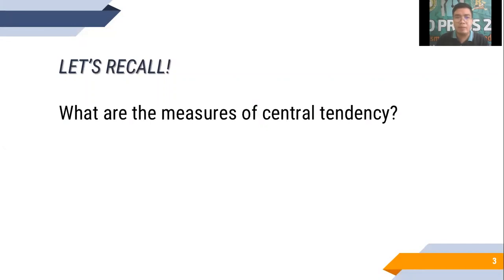can you still remember what the different measures of central tendency are that we have discussed in your modules, or that you read when you were in grades 8 to 10? First of all, when you say mean, that is the average. We get it by identifying the average of the set of data.